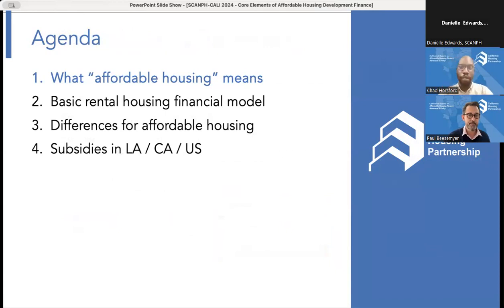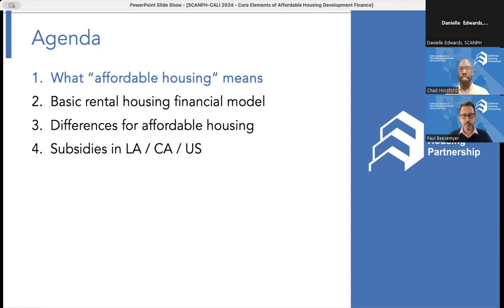Hi, so welcome to everyone here today. Just to give us a quick overview on our agenda and where we'll be going with this presentation. I'll kick things off by sharing a bit about what affordable housing means and really drilling down to a definition we can take away from this presentation. From there, we'll go through a basic financial model for rental housing and a broad overview of how housing works and what it takes to get it financed.